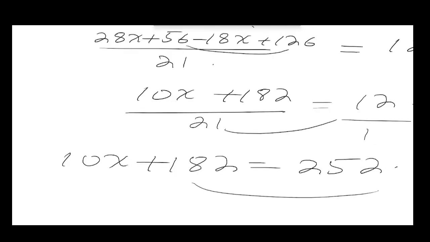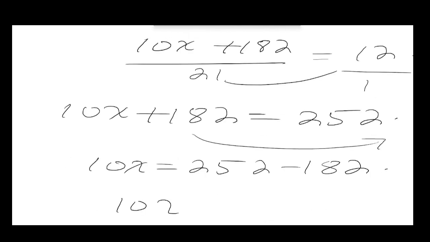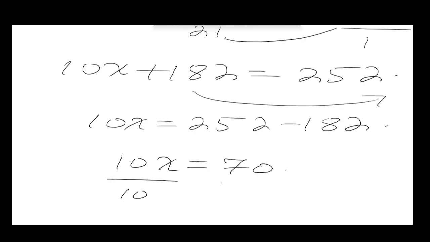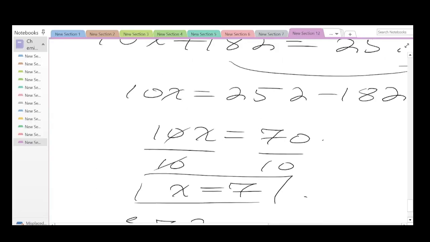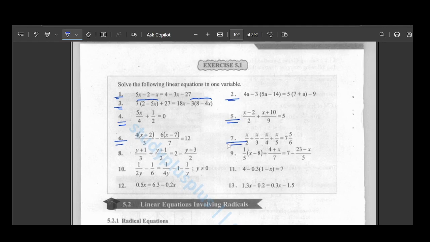So 182 will be moved to the right side, and then 10x is equal to 252 subtracted from 182. So we can write 10x is equal to 70, and 10 will be divided on both sides to find the value of x. So x is equal to 7. So this will be our final answer, and for the solution set, this will be the solution set. Okay, now let's move on. Let's move on to question number 7.